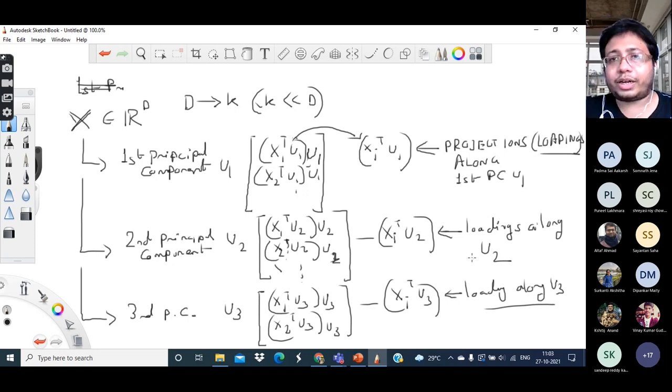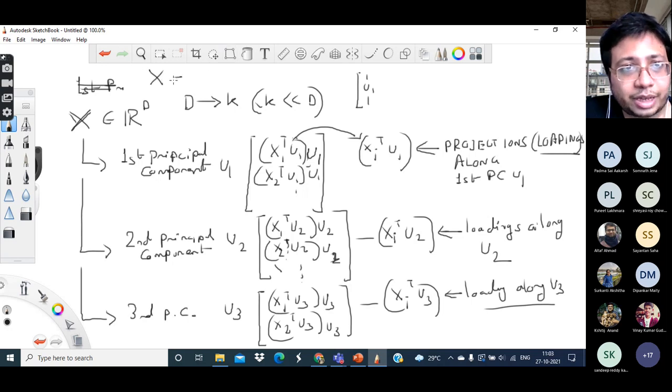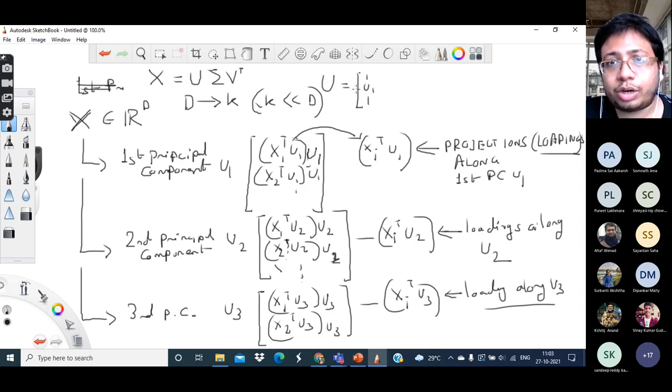Right? So now what are u1, u2, u3, etc.? They are nothing but the left singular vectors of the original data matrix X. So X can be represented as U sigma V transpose, where U is equal to u1, u2, etc., then uk, all the way up to ud.